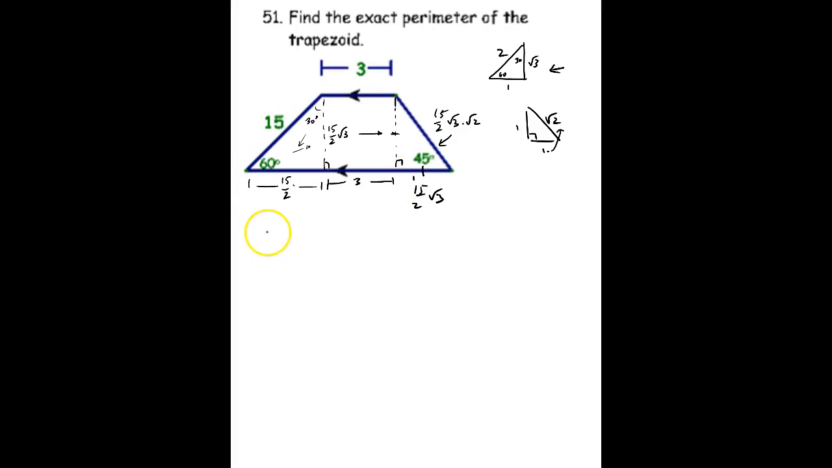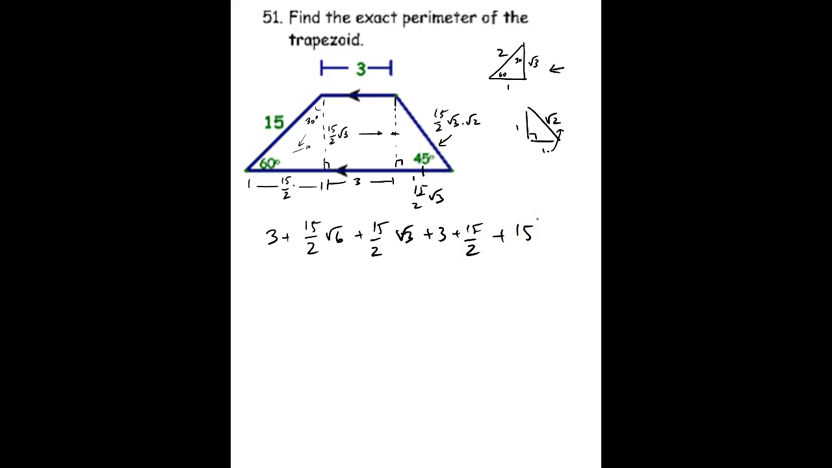So we're going to have the top piece of 3. We have this side of the triangle, 15 halves times root 3 times root 2. That's going to be actually root 6. So 15 halves root 6 is that piece. Sorry about that. Here we have 15 halves root 3. We have this 3 here, plus 15 halves, plus this 15 here.